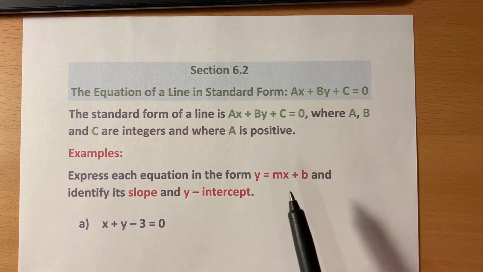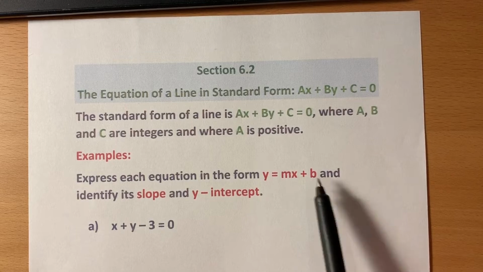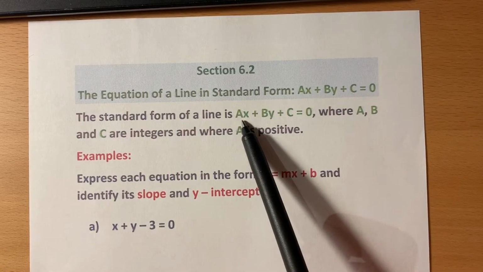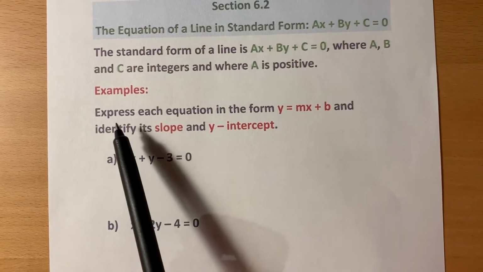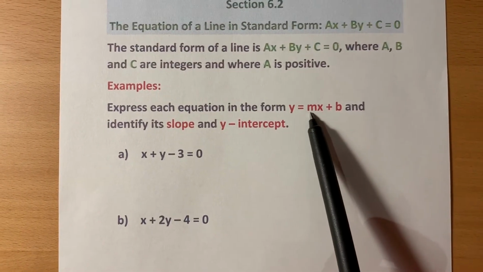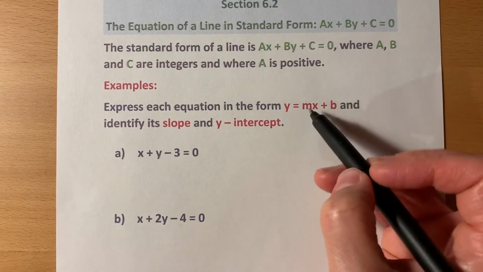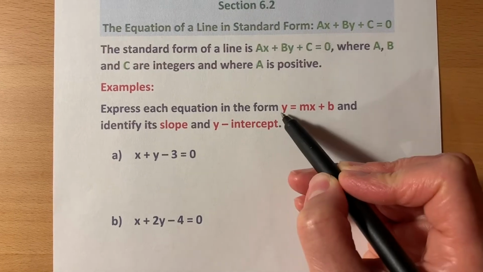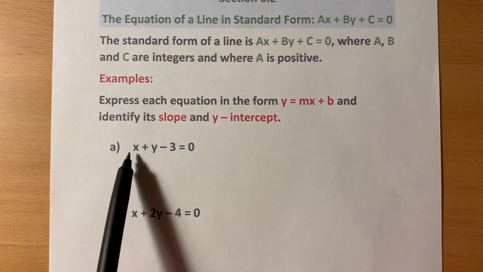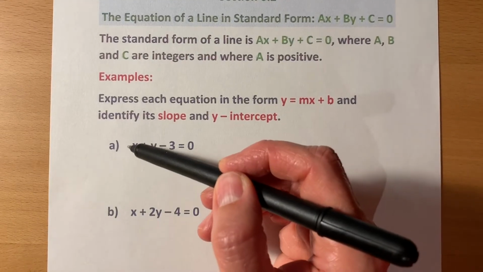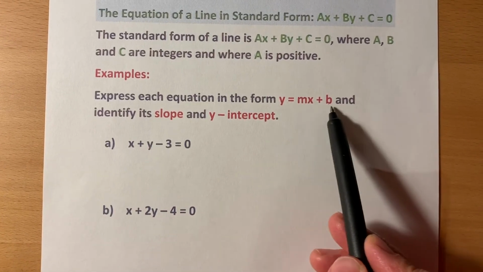Okay, so sometimes you're going to have your linear equation written in the form y equals mx plus b, and sometimes you're going to have it written in standard form. Okay, so let's have a look here at these examples. What you're asked to do is express them in the form y equals mx plus b so you can read the slope and the y-intercept. Because once again, this is your slope, this is your y-intercept when it's in the form y equals mx plus b. When it's in standard form, this is not necessarily the number in front of x. The slope is not necessarily 1. Okay, you need to rearrange it.